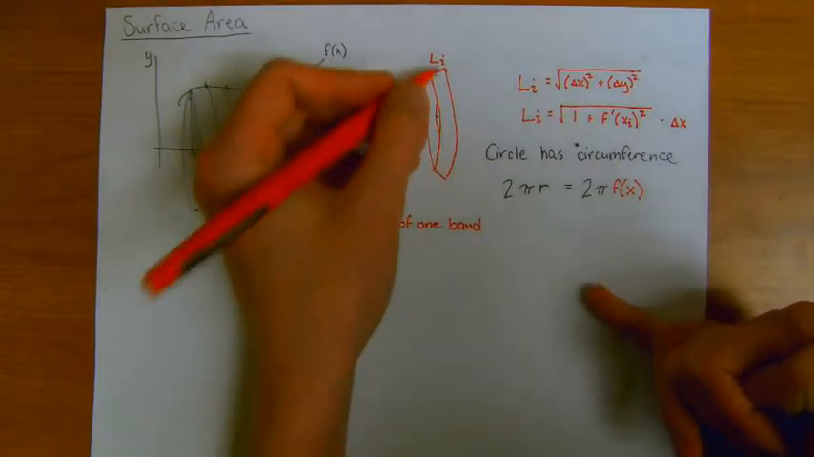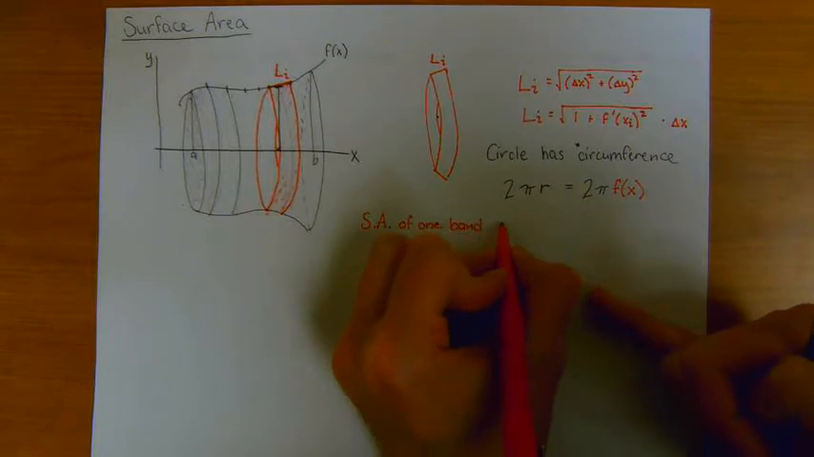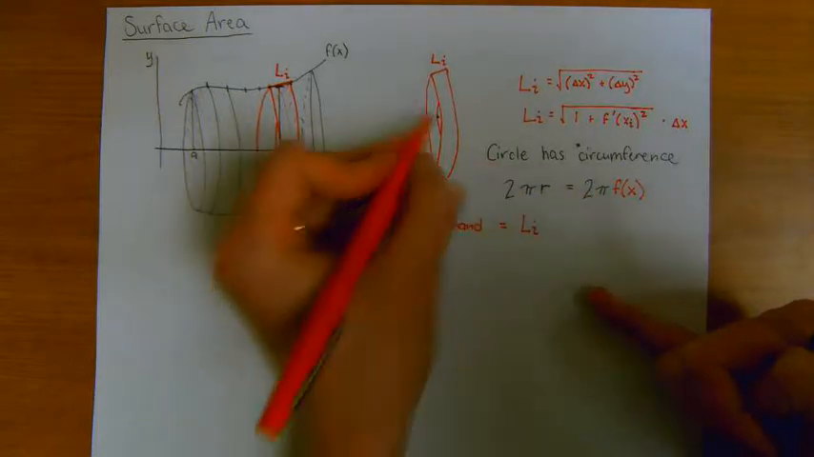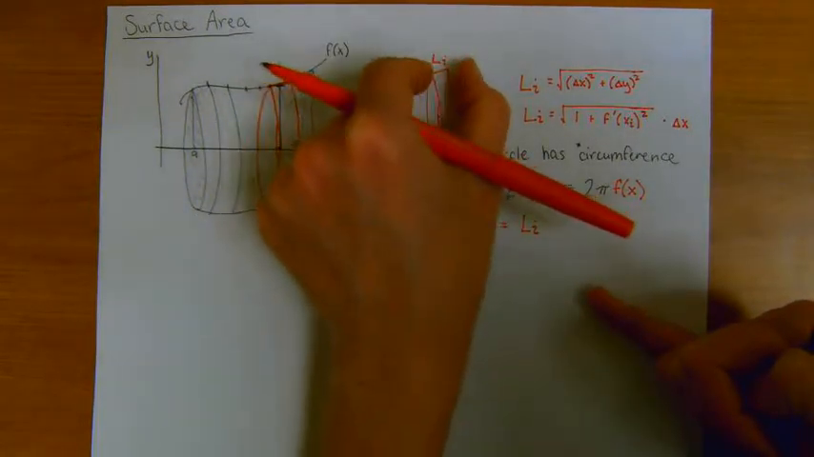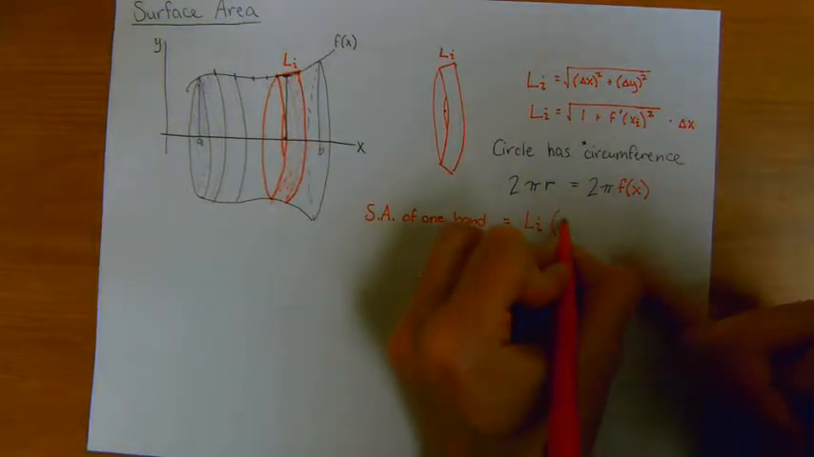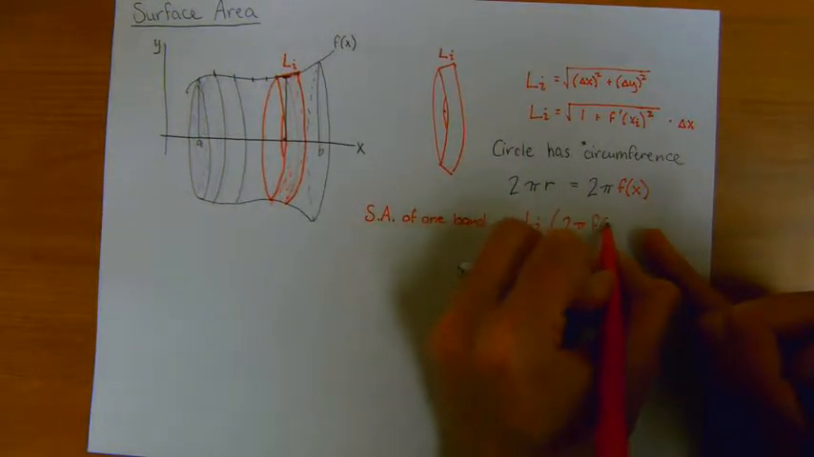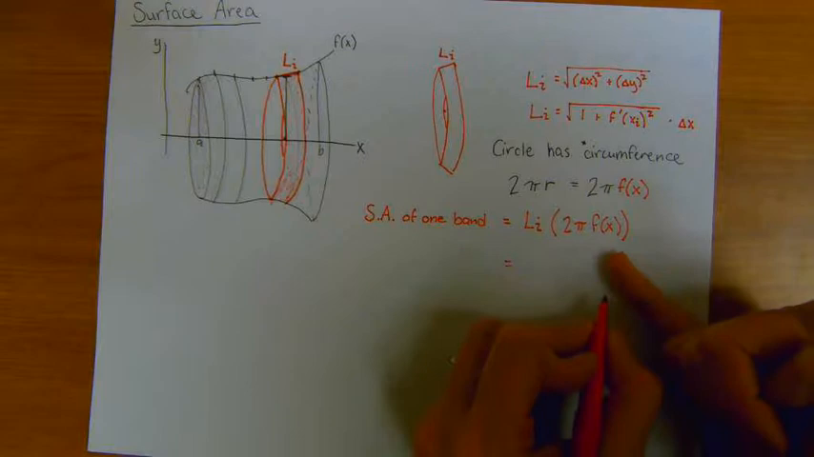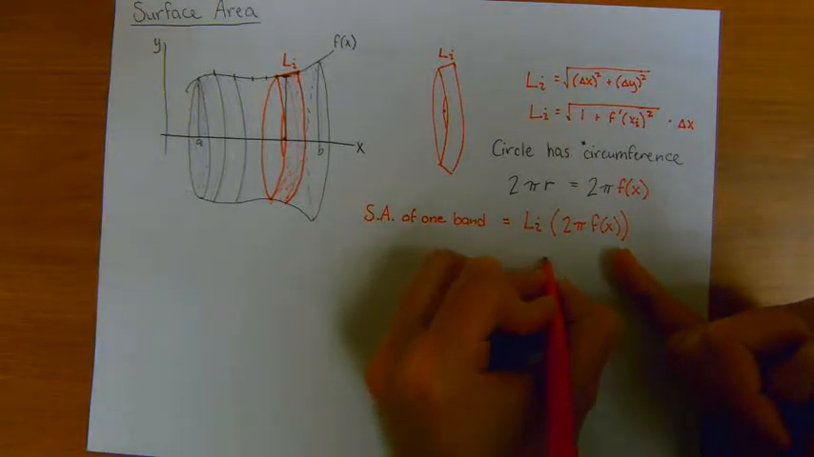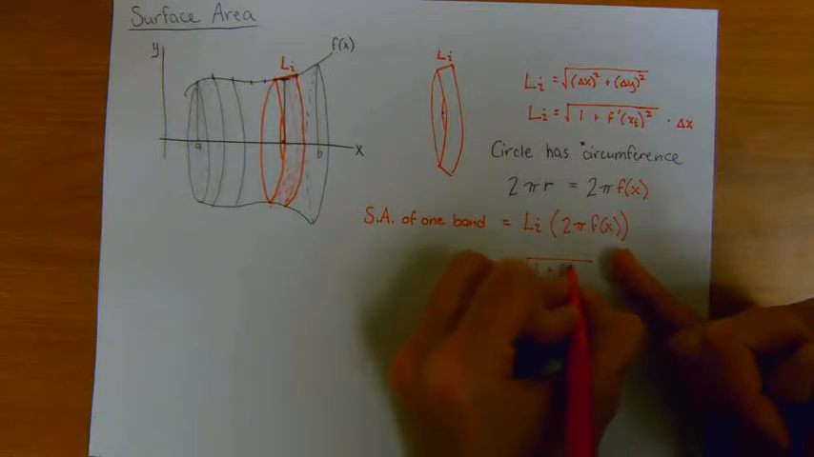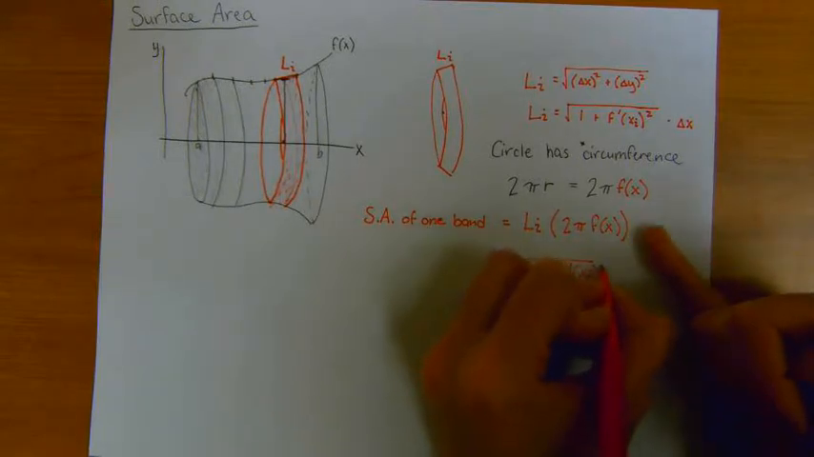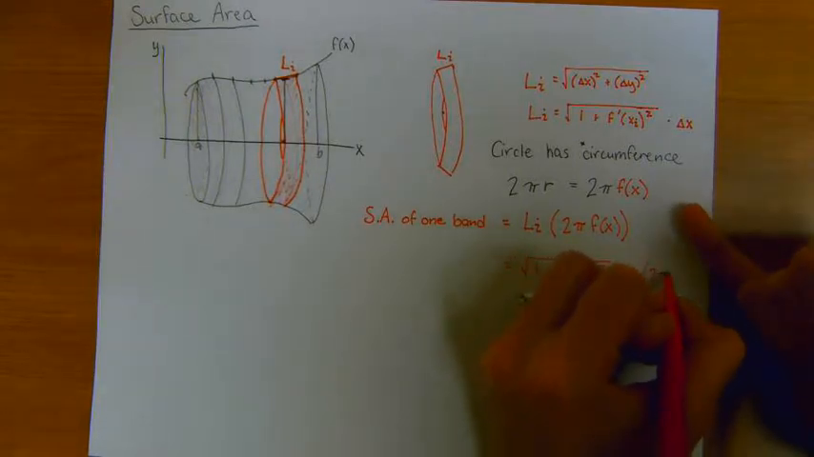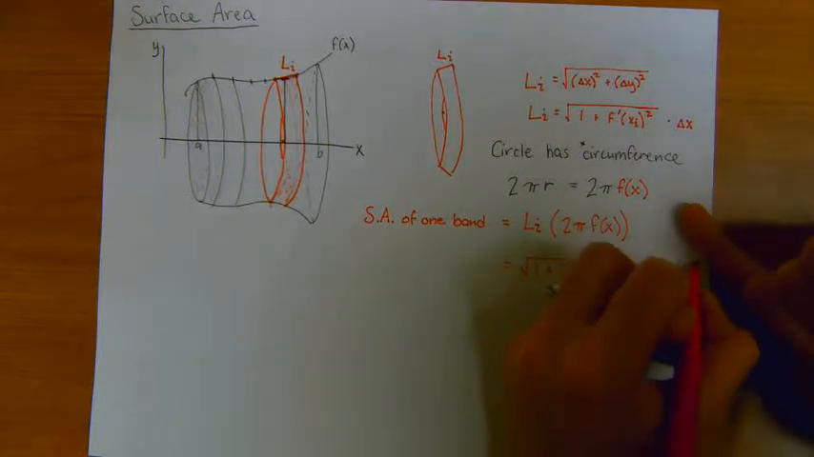or belt, I'm calling it a band, is going to be equal to this length, L sub i, times the circumference around, like height times circumference, which is 2 pi times f of x. Plugging in what we know about L sub i, the surface area of one band is going to be given by the square root of 1 plus f prime of x sub i squared, dx, times 2 pi f of x.